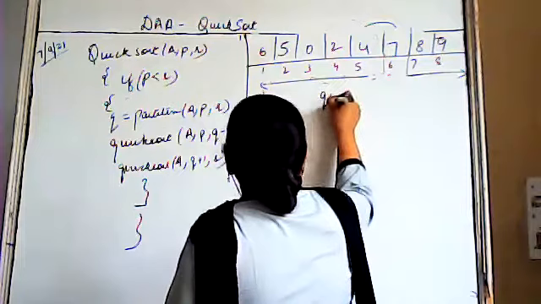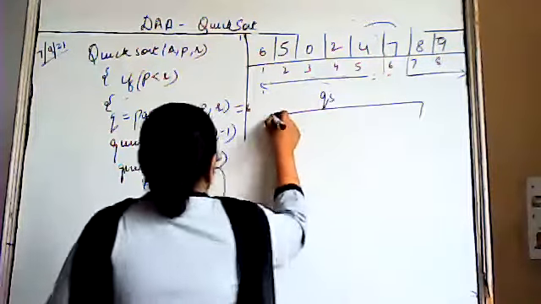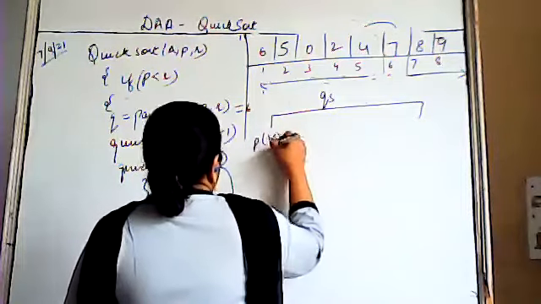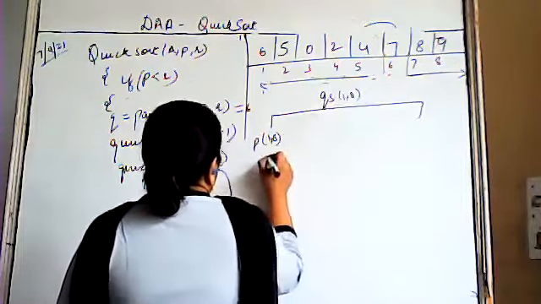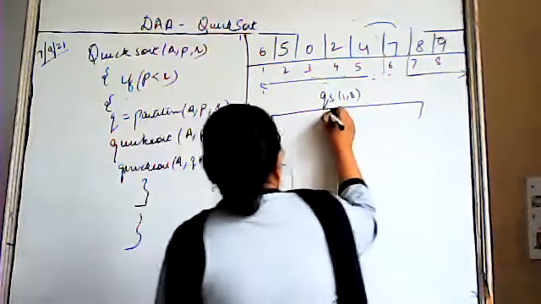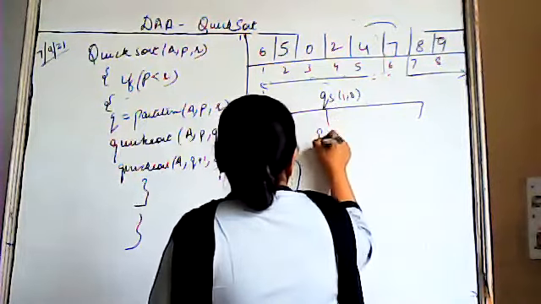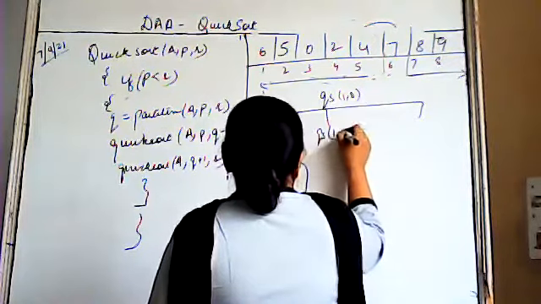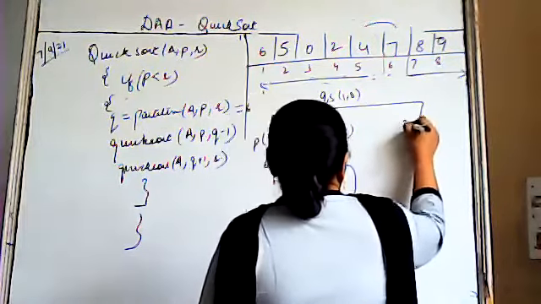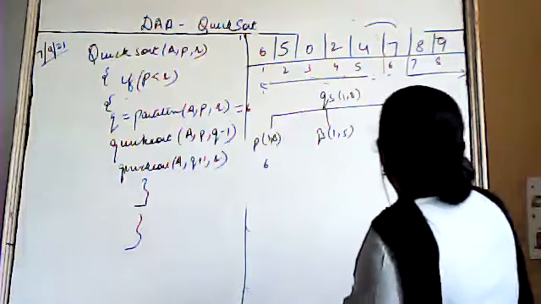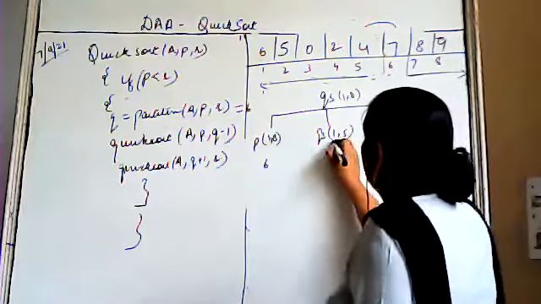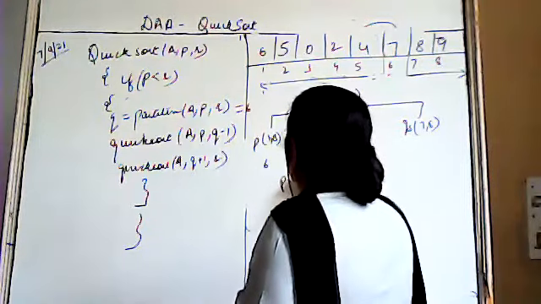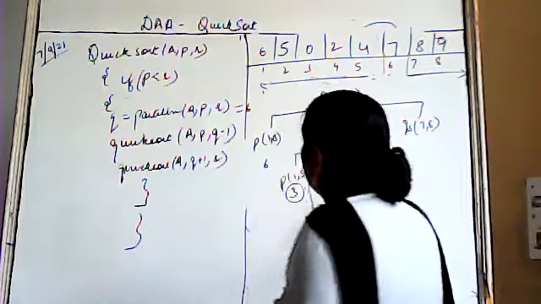Quick sort, here partition 1 comma 8 has given you 6. Now again you are applying quick sort of 1 comma 5 and quick sort of 7 comma 8. So its partition, that is P of 1 comma 5, has returned you 3 because at third position the pivot element was fixed as 4.